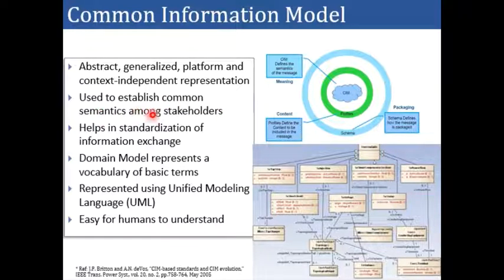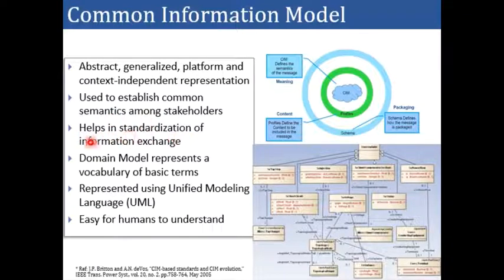Common semantics means the meaning which stakeholders are making out of the information will be the same. So every stakeholder who is using the common information model related information exchange will be able to understand it in the same way it has been created by the person who has initiated the information sharing. So different stakeholders will have the same meaning of the information. That's why it stabilizes the common semantics.